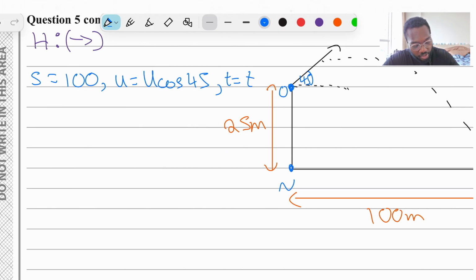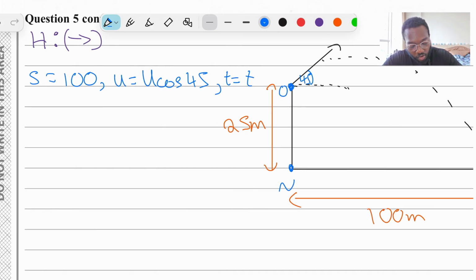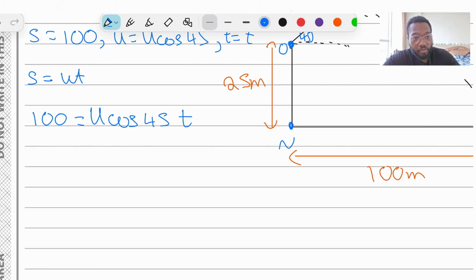We're going to get an equation for that. So therefore, we know that in horizontal motion, it's going to be s equal to ut. So 100 is equal to u cos 45 t, and cos 45 is just root 2 over 2. So therefore, we know that 100 is equal to root 2 over 2 t. Okay, and then oh wait, no, don't forget the u.